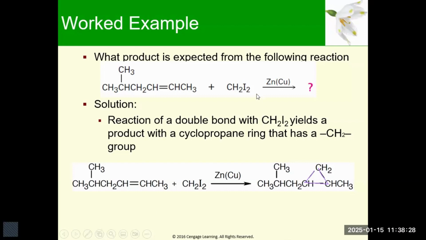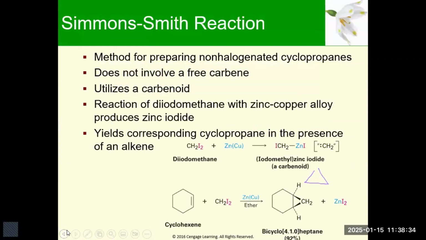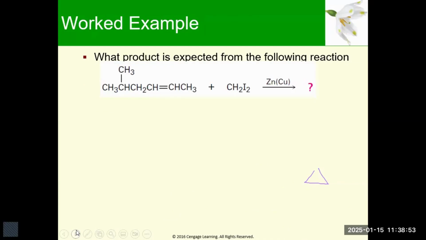It's not too difficult. You just have to remember the reagent portions of it. But if you understand this part and the preparation, you'll know to look for diiodomethane, and then you'll see your zinc alloy, which creates your non-free carbene, which can go through the rest of the reaction.